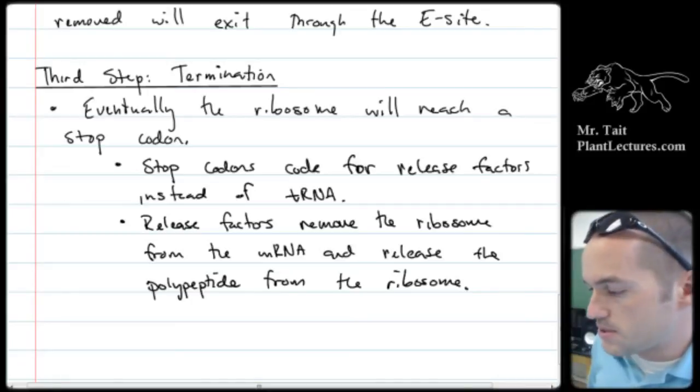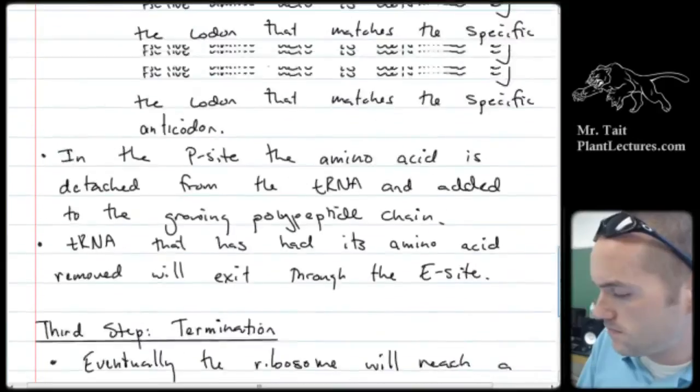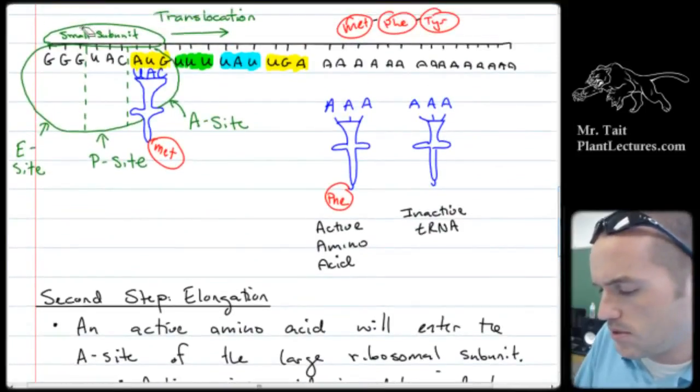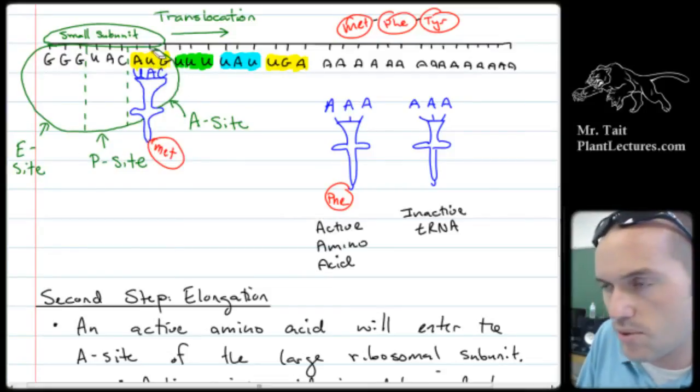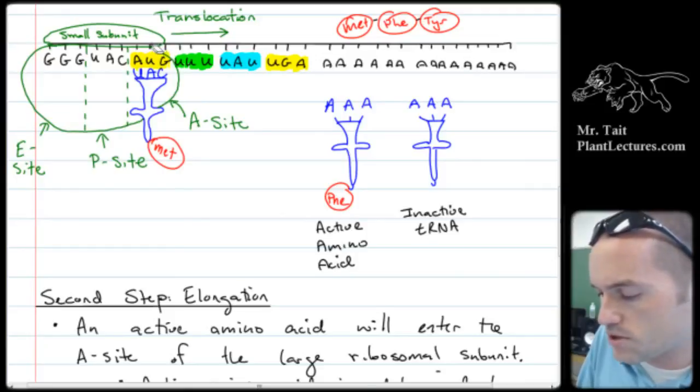So those are your 3 steps. Step 1, small subunit attaches to the G-cap. It moves down the mRNA until it reaches AUG, which is the start codon. This methionine tRNA will attach to the start codon, and when it does, a large ribosomal subunit will attach to it. Once it's got the large ribosomal subunit, it's going to move down one codon at a time, so 3 nucleotides at a time. Whatever was in the A site will move to the P site. Whatever was in the P site will move to the E site.